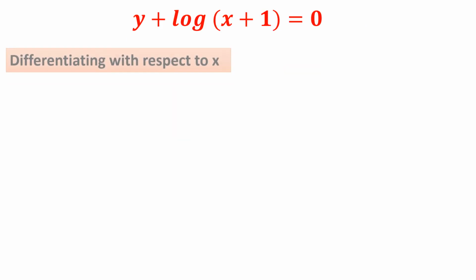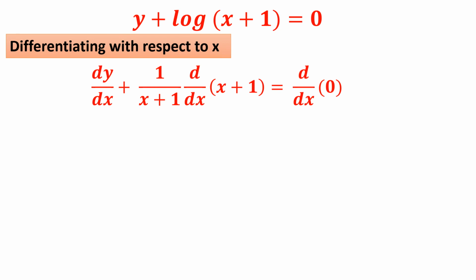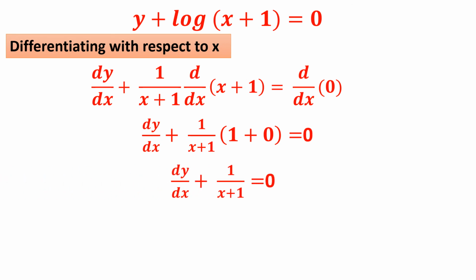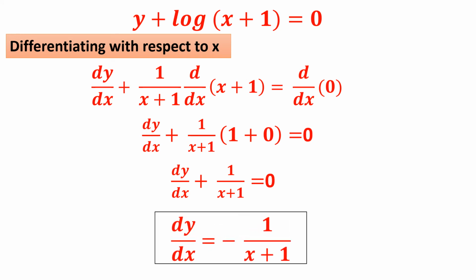Starting with this, let us find the derivative. The derivative of y is dy by dx, plus the derivative of log of x plus 1, which is 1 upon x plus 1 into d by dx of x plus 1. On the right hand side, the derivative of 0 is 0. Therefore, you got the first derivative as dy by dx plus 1 upon x plus 1 is equal to 0. Therefore, the derivative is minus 1 upon x plus 1.